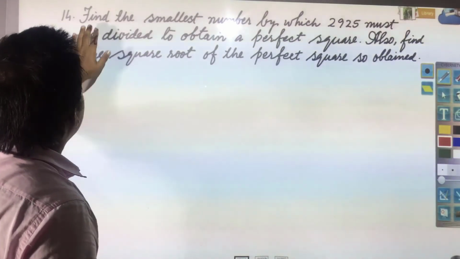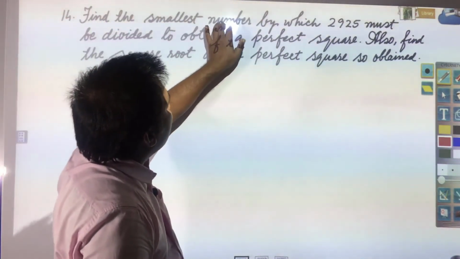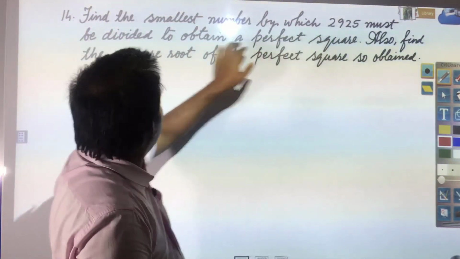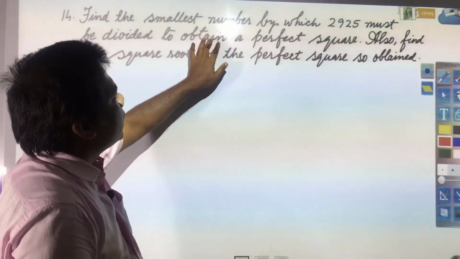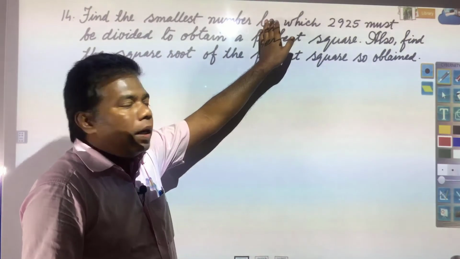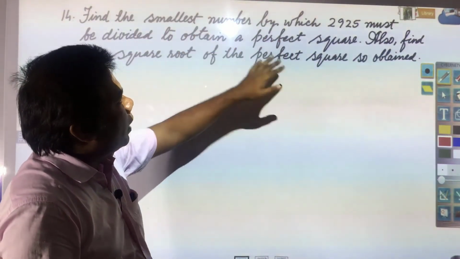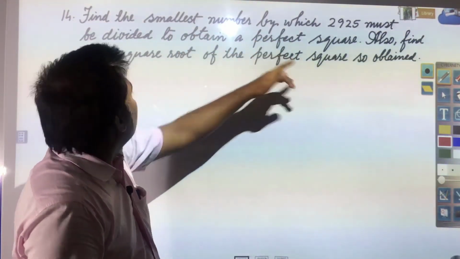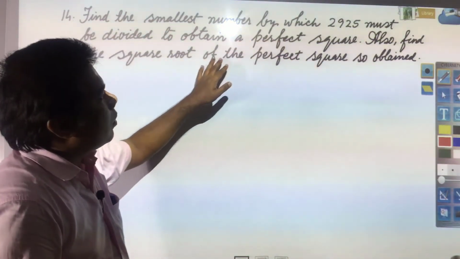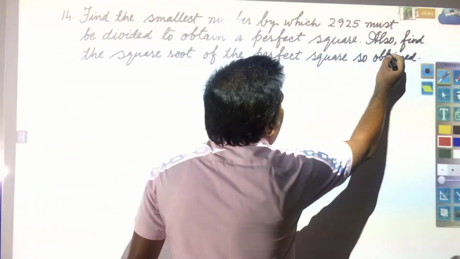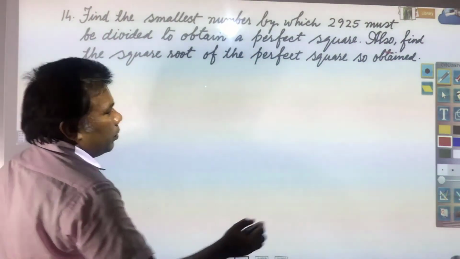Next you have, find the smallest number by which 2925 must be divided to obtain the perfect square. Similar question is there, you need to divide over here. In previous question you had to multiply. So, also find the square root of the perfect square so obtained. Same thing is required to be done. You need to factorize that number.